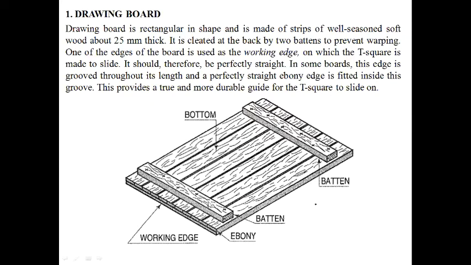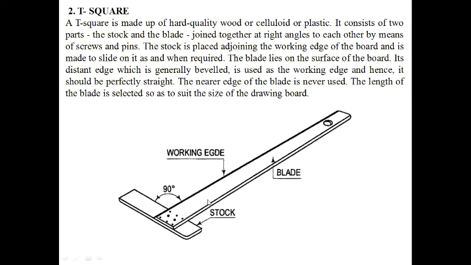And this is called the batten, this is called the working edge, and this part is called the E-bone. Okay, next part is the T square. You see, this is the T square. This is the stock, these are the different parts of the T square. This is called the stock, and this is called the blade.